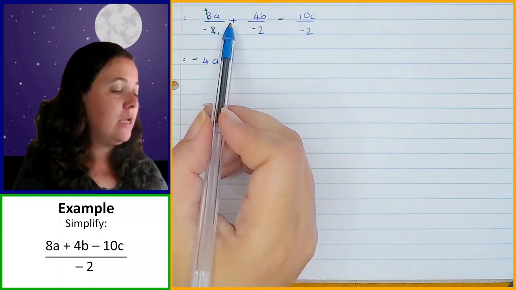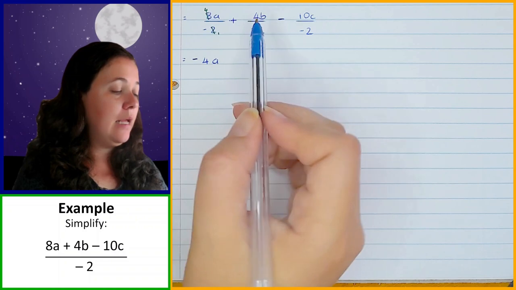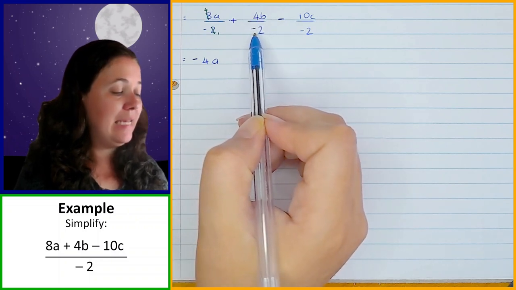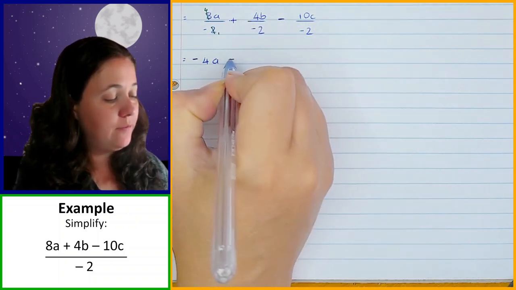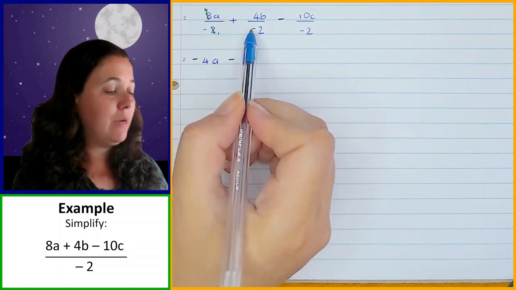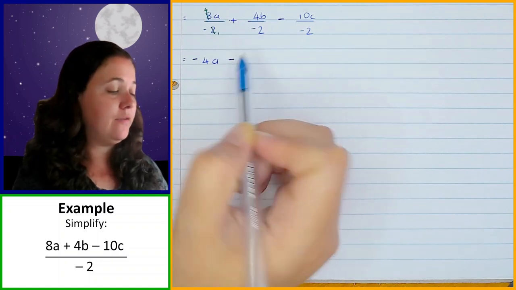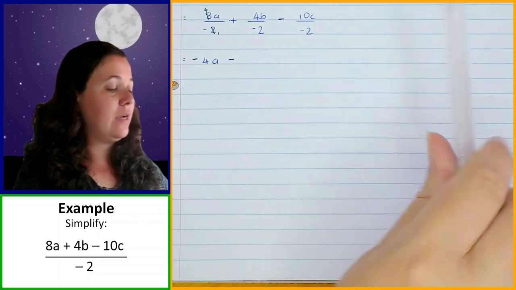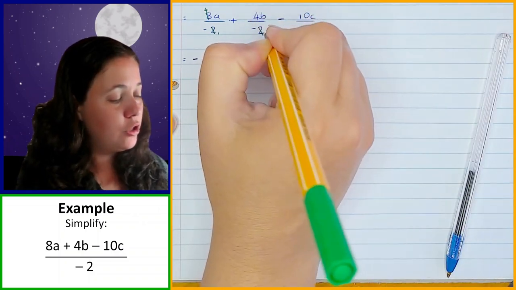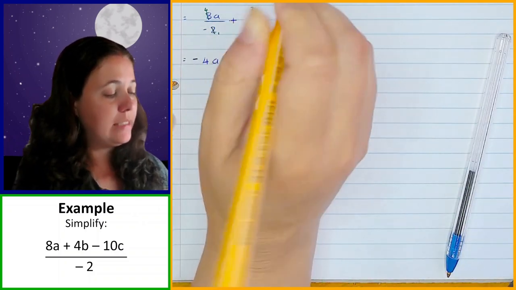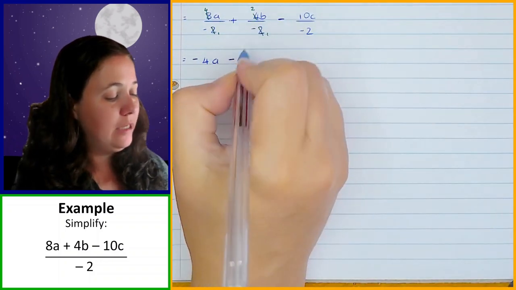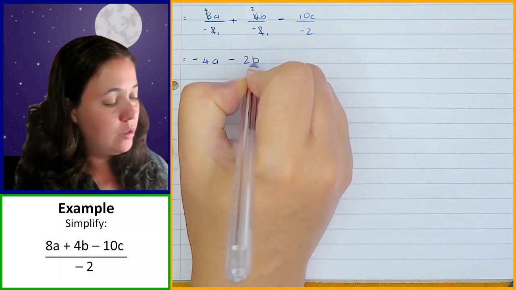Then I've got a positive divided by a negative. This is also going to be negative. So if this is a plus and that's a minus, this is going to be negative. So now I've got 4 divided by 2. 2 goes in there once, 2 goes in there twice. So that's going to be 2b. So it's negative 4a minus 2b.